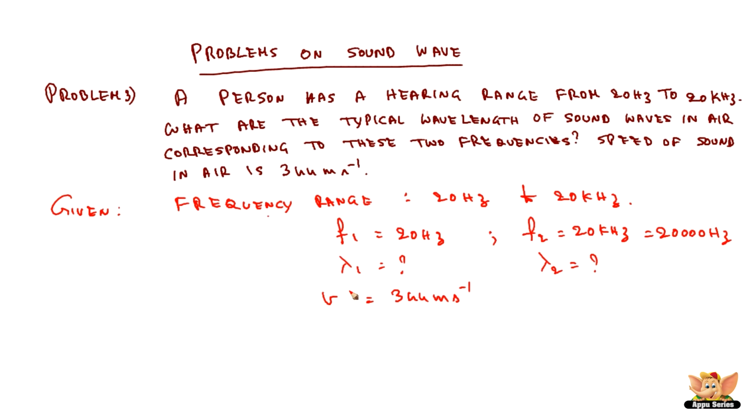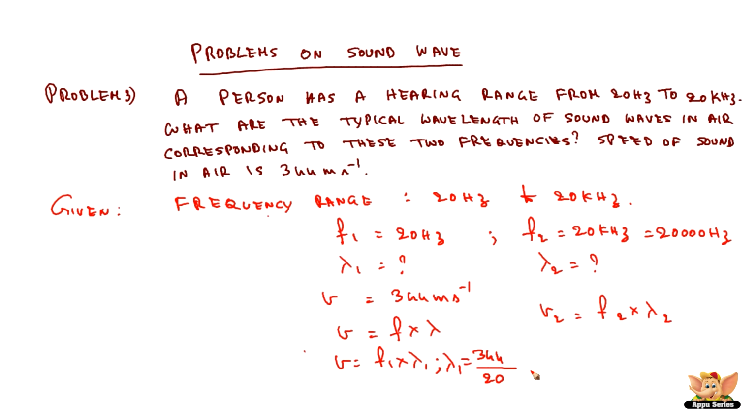Now we know the equation between V, F and lambda. V is equal to F into lambda. So in this case, V is equal to F1 into lambda 1. In this case, V is equal to F2 into lambda 2. We need to find lambda 1. So lambda 1 is equal to V by F1. V is 344, F1 is 20. So we will get 17.2 meters.